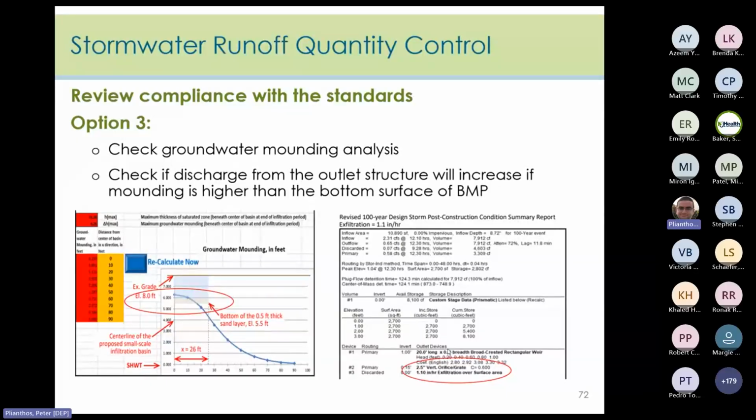And one key point regarding groundwater mounting. If the groundwater mounting height does not reach the bottom surface of the proposed BMP, then groundwater mounting will not have adverse impacts on the BMP. And the bottom surface of the BMP, in the case of a small-scale surface infiltration basin, would be the top of the sand layer.